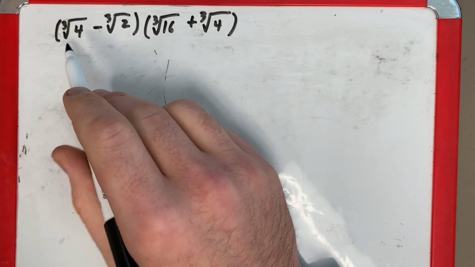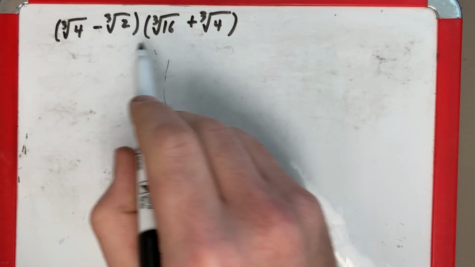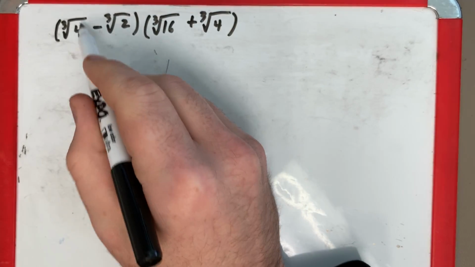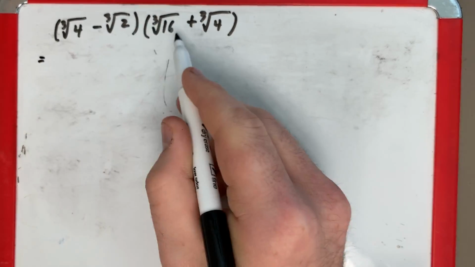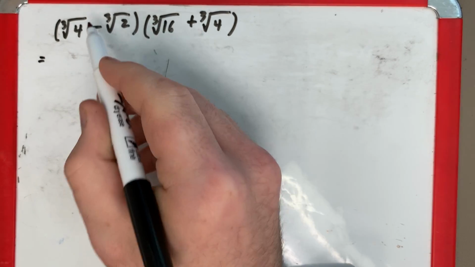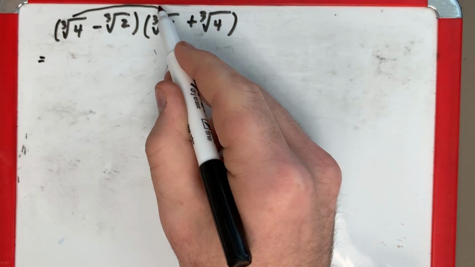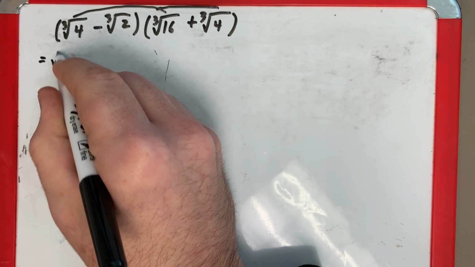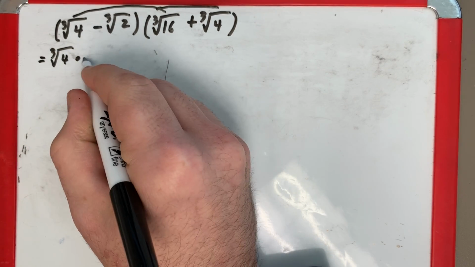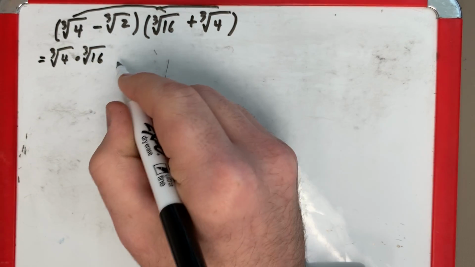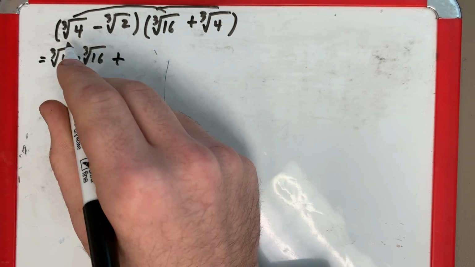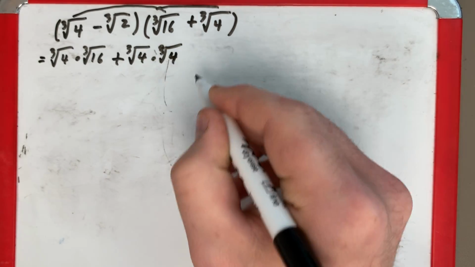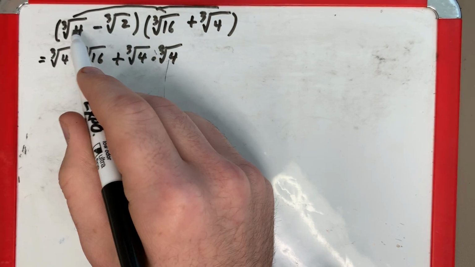Starting with what we have, cube root of 4 minus cube root of 2, and we have these two quantities being multiplied together. So same old FOILing technique, we're going to take this first term and multiply it to each of the second quantity's terms here. So we have cube root of 4 times cube root of 16, plus cube root of 4 times cube root of 4. Okay, so that handles these two things being multiplied to this guy.